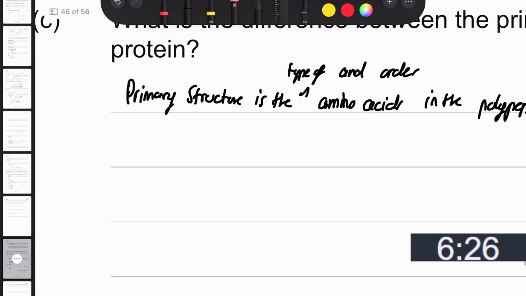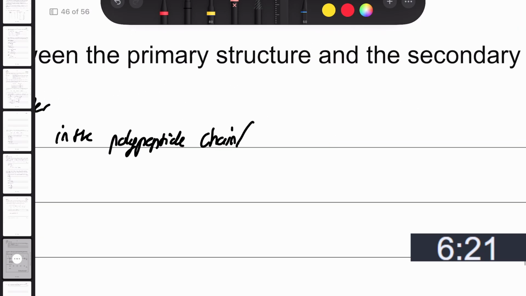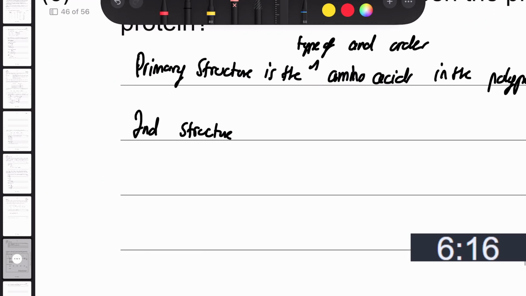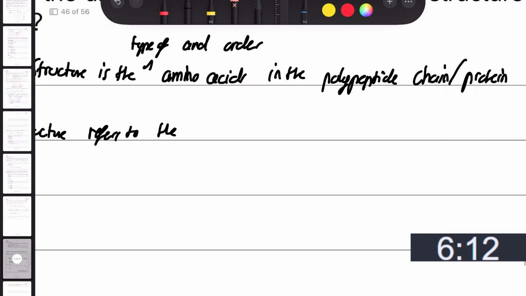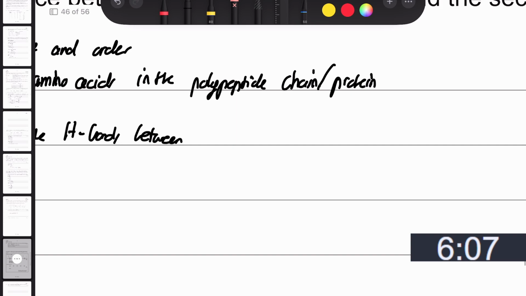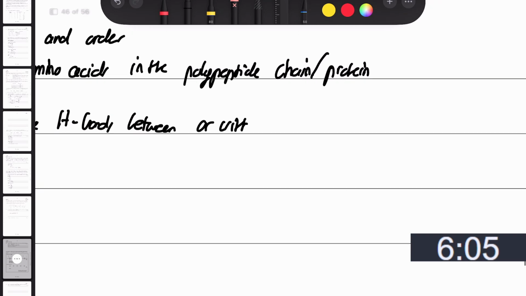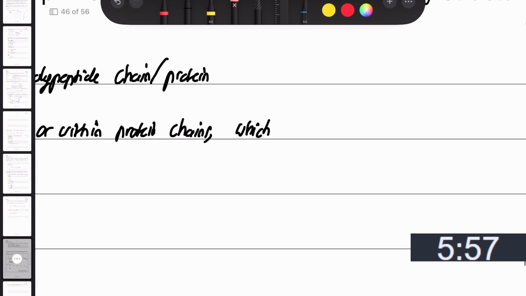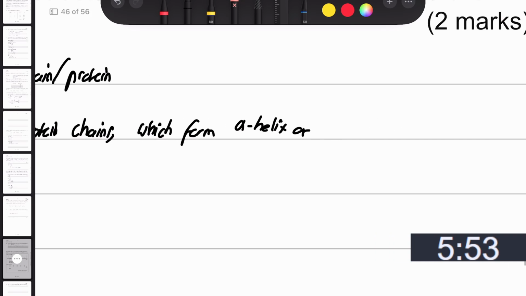Secondary structure, I'll say slash protein. It refers to H bonds between or within protein chains, which make alpha helix or beta pleated structures.